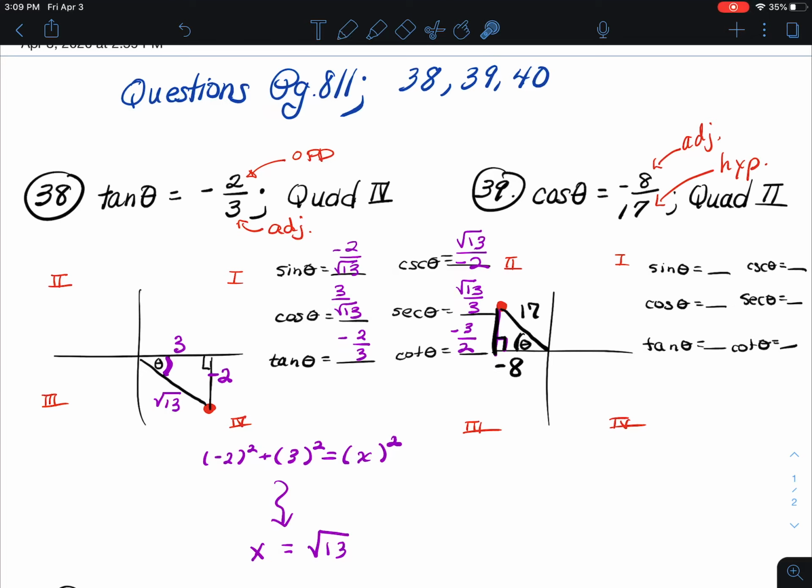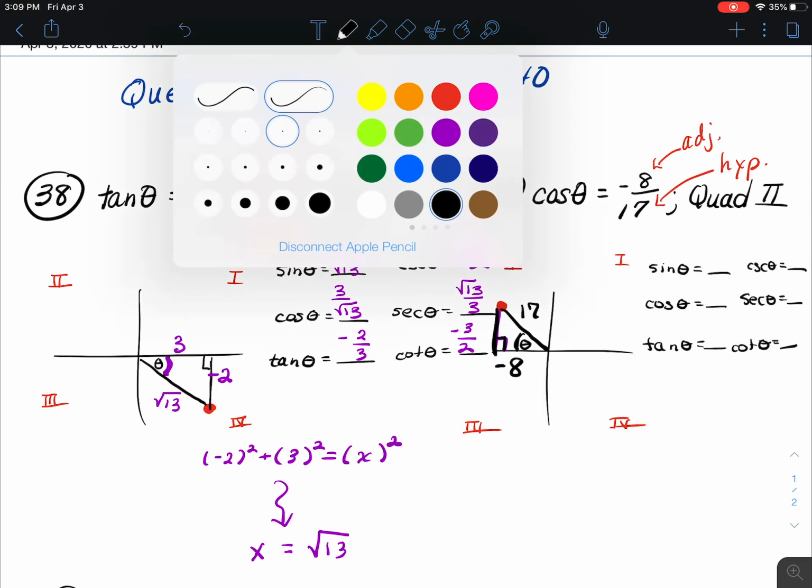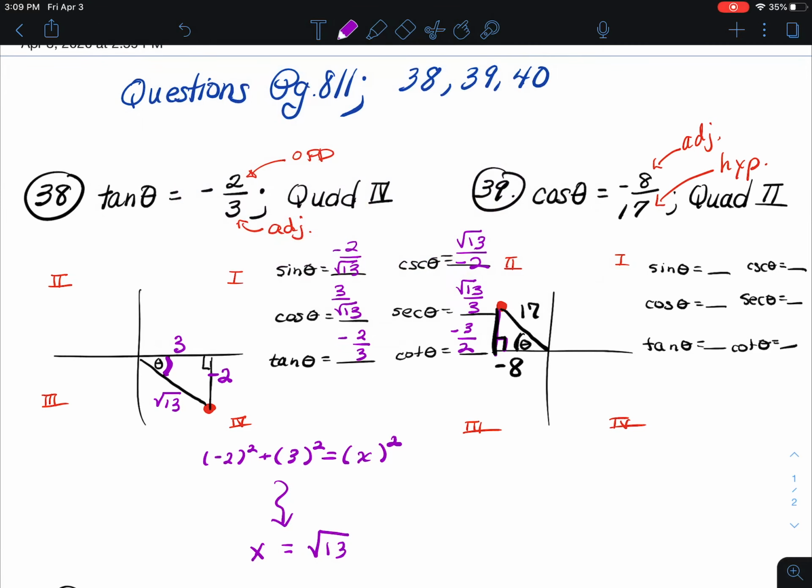And if you look at the picture, that makes complete sense because look at where that adjacent leg is sitting. It's on the negative side of the x-axis. Okay, so now I'm going to do the Pythagorean theorem, but for this one, I'm not missing the hypotenuse, I'm missing one of the legs. So I at least want you to show this Pythagorean theorem.